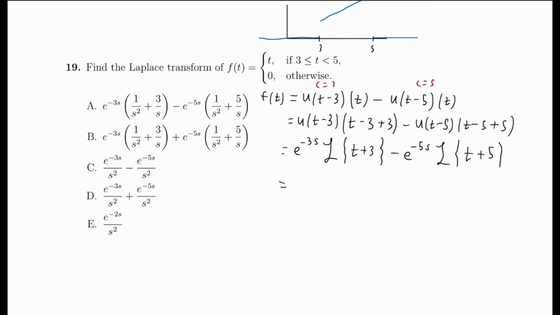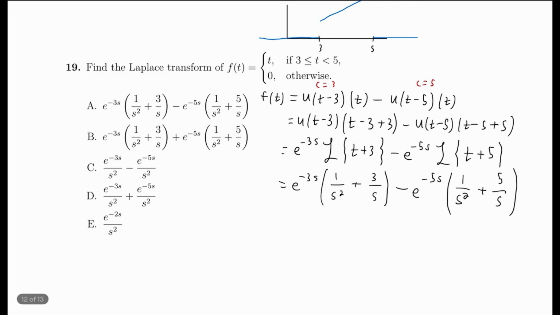So we can transform the other two parts now. The transformation of t is just 1 over s squared, and the transformation of a constant is just the constant over s. And then we'll subtract e to the minus 5s, times, again, 1 over s squared plus 5 over s. I know the 5s and s's look similar. This is a 5, and that is a 5.